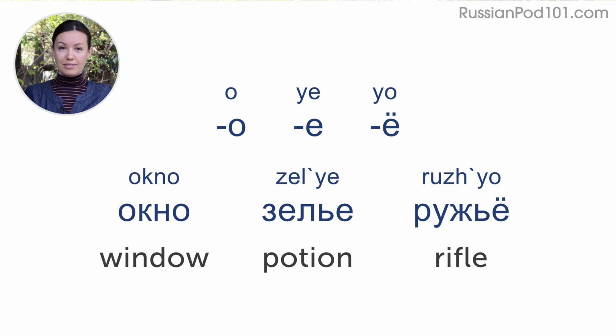Finally, neuter nouns have vowels о, е, and ё as their endings. For example, окно – window, зелье – potion, ружьё – rifle.